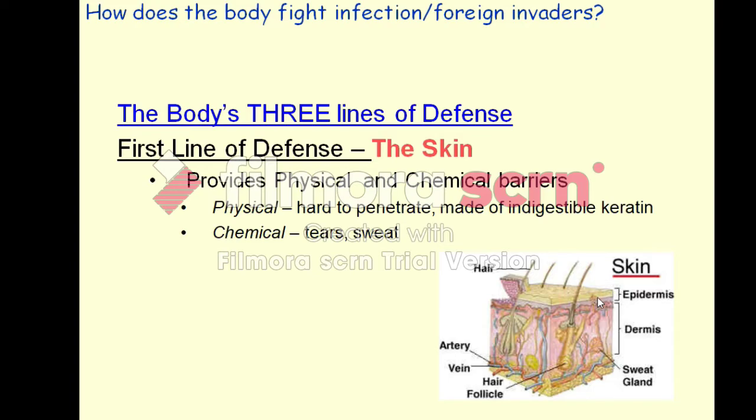The physical barrier being the epidermis. It is hard to penetrate and made of indigestible keratin. There is a lot of pathogens and bacteria living on top of the epidermis. The chemical barrier being tears and sweat.